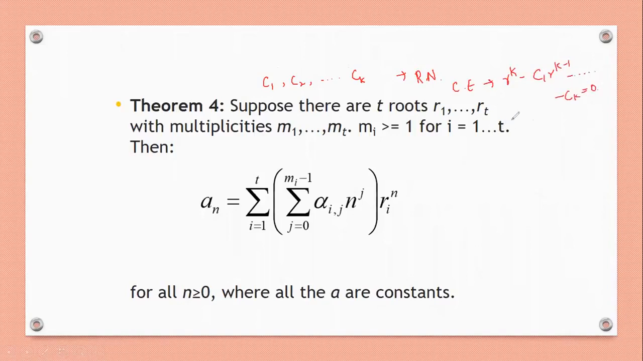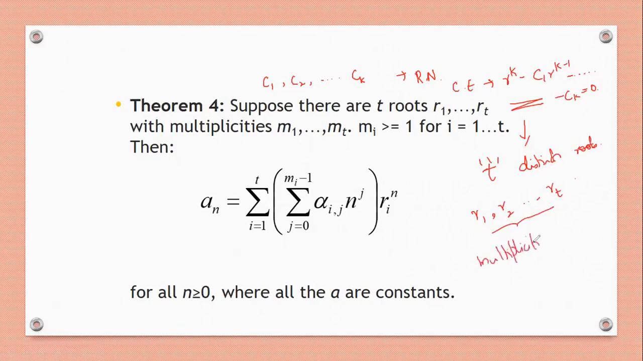Now in that case, if this equation has t distinct roots, which are denoted by r1, r2 and so on up to rt, and with what multiplicity? Multiplicity is basically how many times the root is being repeated. That term is called multiplicity.